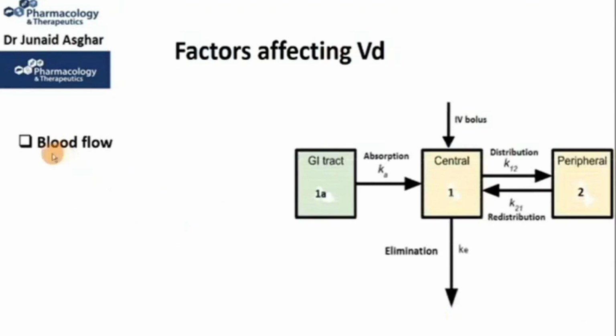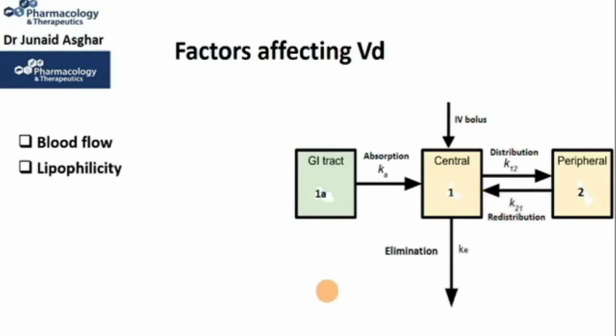For example, blood flow. So drugs will be more quickly distributed to areas of the body that receive larger amounts of blood flow, for example, heart and kidneys, than to the areas that receive little blood flow, for example, skin and adipose tissue, which we represent here as peripheral compartment. So once a drug reaches a peripheral compartment, for example, adipose tissue, it may remain distributed here for quite a while until the plasma concentration of that drug declines and the drug can move down its concentration gradient back into the bloodstream, which we call redistribution.